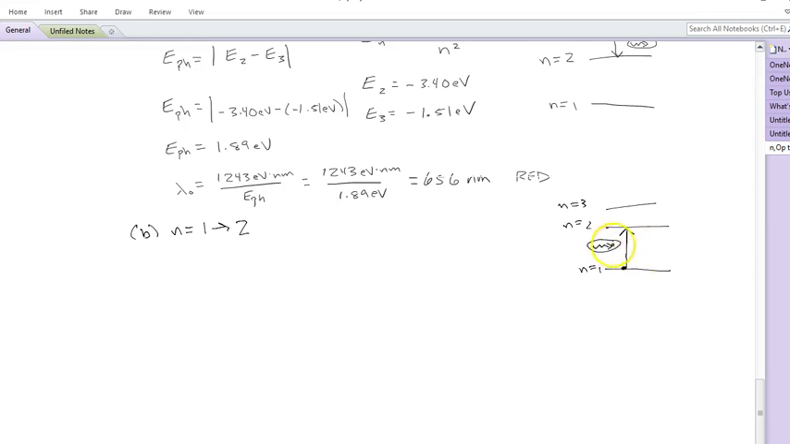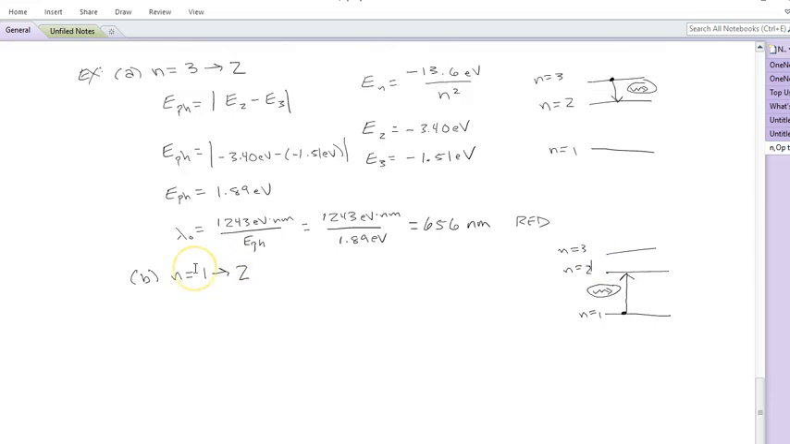Now, again, this photon has to have the right energy. This is what's so cool about nature, right? If this photon doesn't have the right energy to get from n equal 1 to n equal 2, or n equal 1 to n equal 3, or n equal 1 to n equal 4, etc., that photon will not be absorbed. It will just go straight through that gas. Pretty neat. Okay, so let's do this.